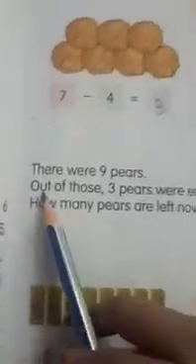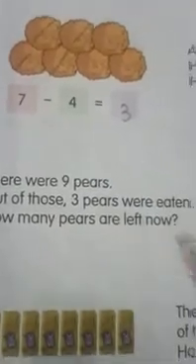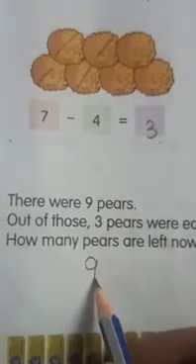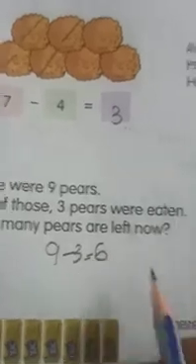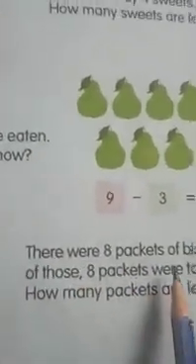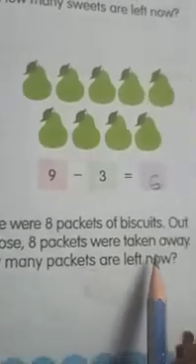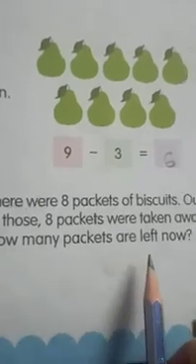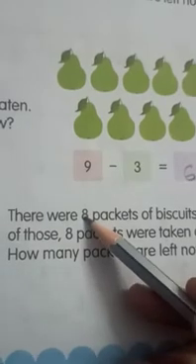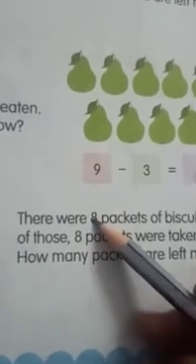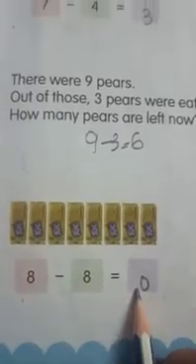Next. There were 9 pears. Out of those, 3 pears were eaten. How many pears are left now? So you have to do the subtraction. 9 minus 3 is how much? 6. Next question. There were 8 packets of biscuits. Out of those, 8 packets were taken away. How many packets are left? When we subtract a number from itself, we get 0.